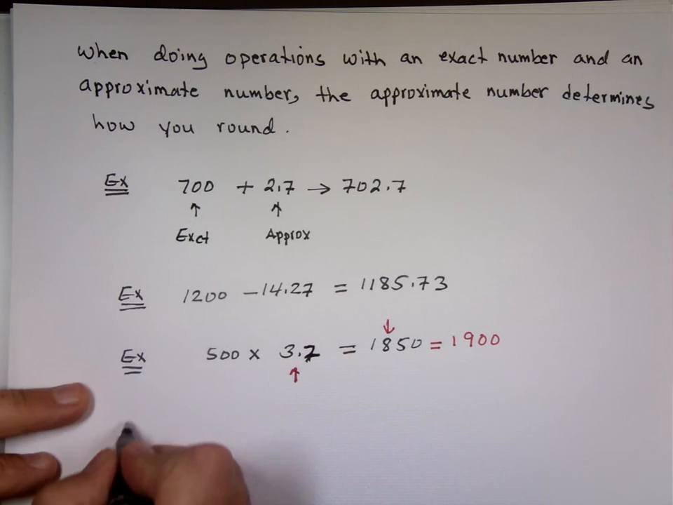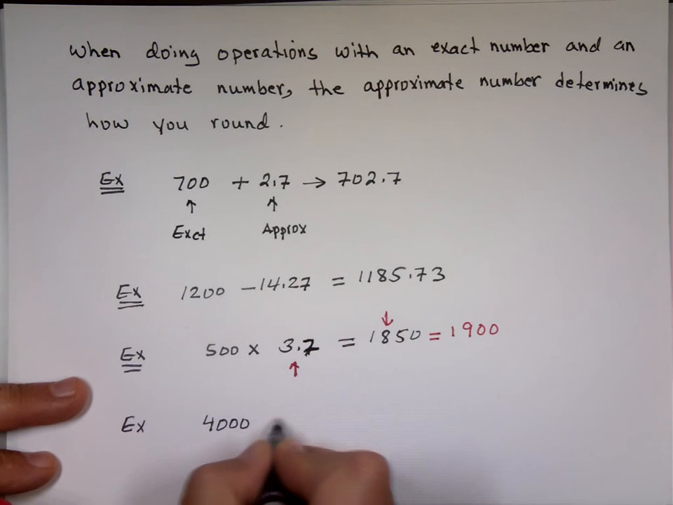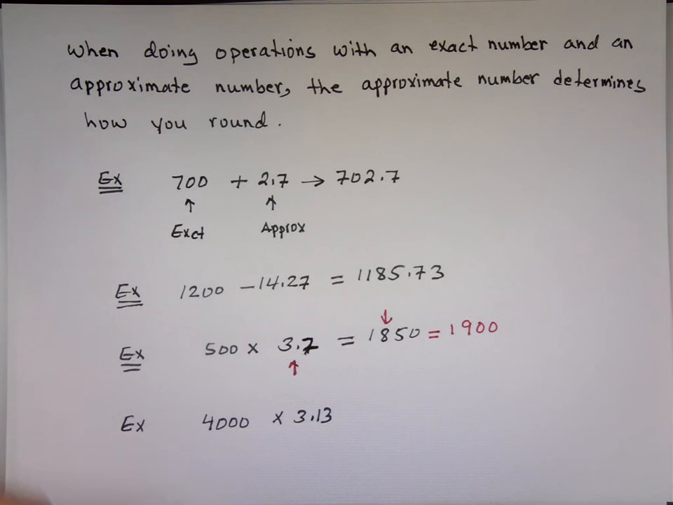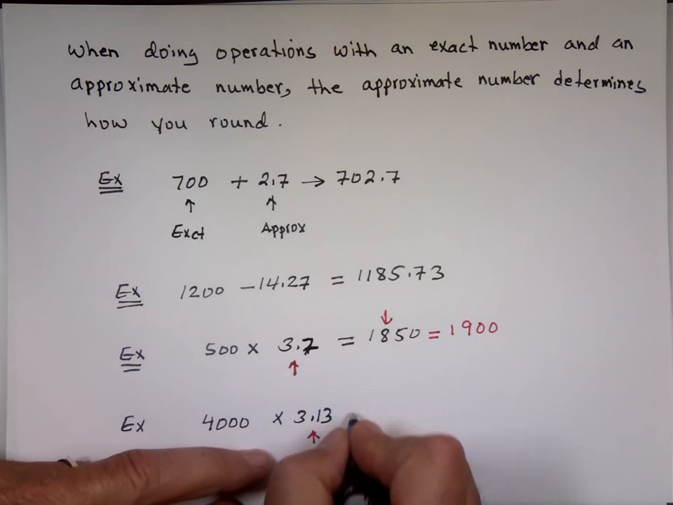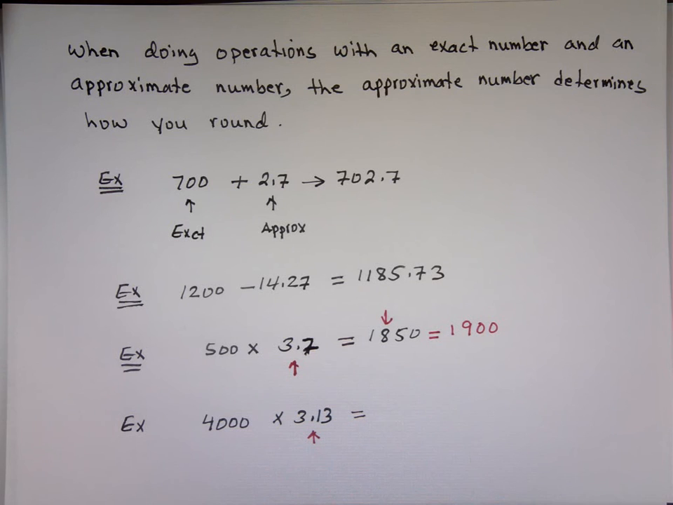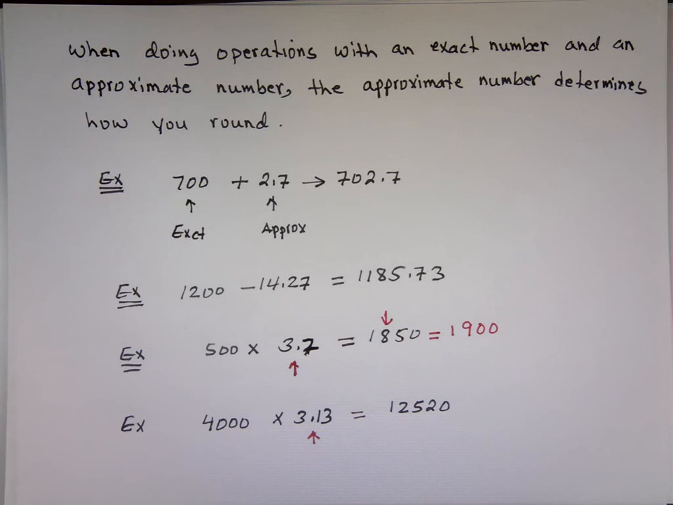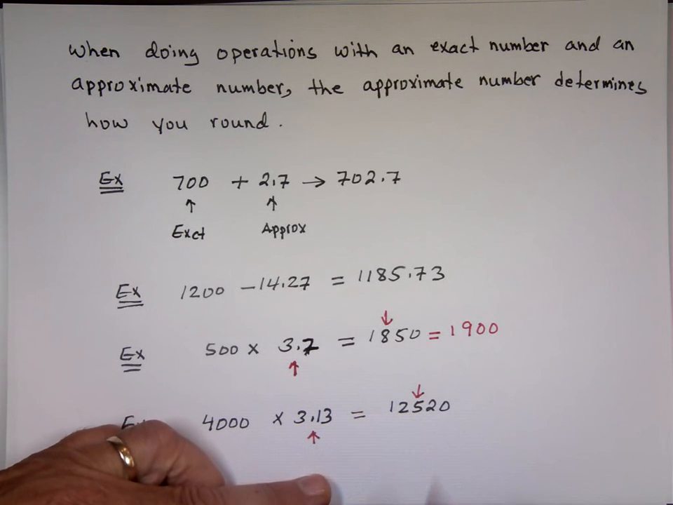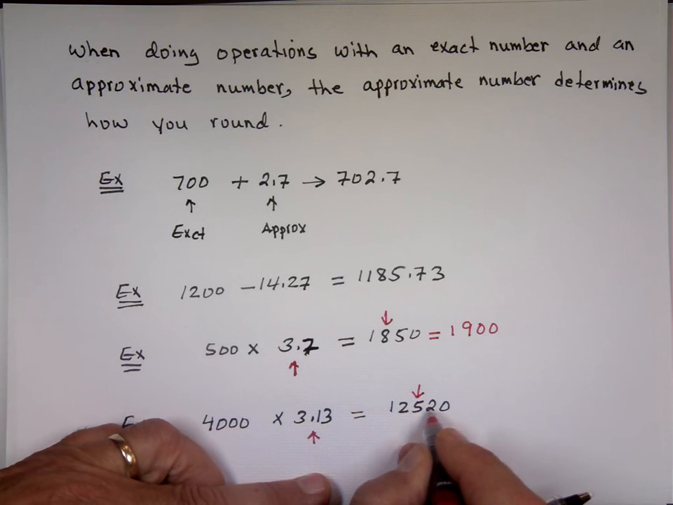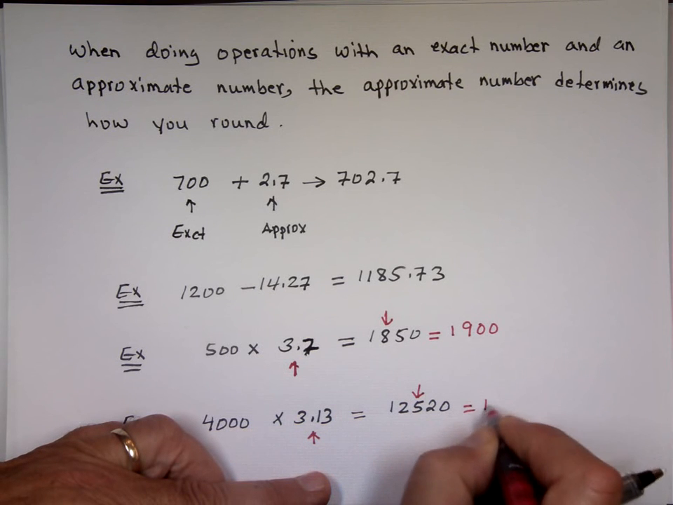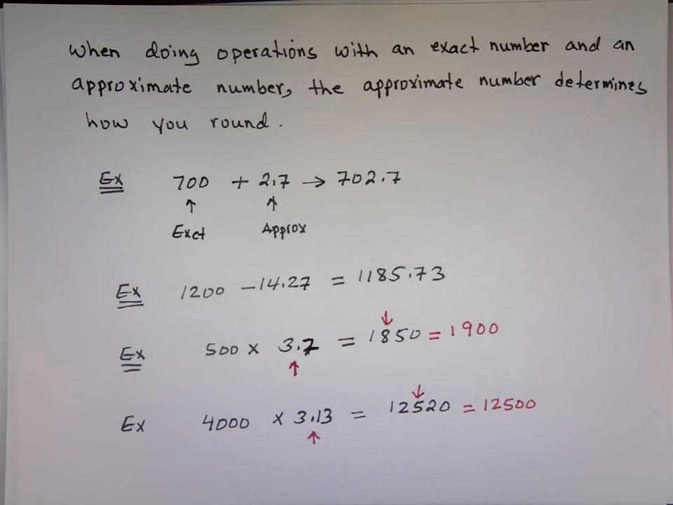Example, 4,000 times 3.13. This one is going to determine. My answer is going to be 3 significant digits. You're multiplying, so we go by accuracy, and we go by the approximate number, so 3 significant digits. Let's see what the calculator says. 4,000 times 3.13 is 12520. I have to use 3 significant digits. That's my third significant digit. Is the next number 5 or more? No, it turns to a 0. So my answer is 12500. And that's the end of significant digits, accuracy, and operations on them. Hopefully that helps.